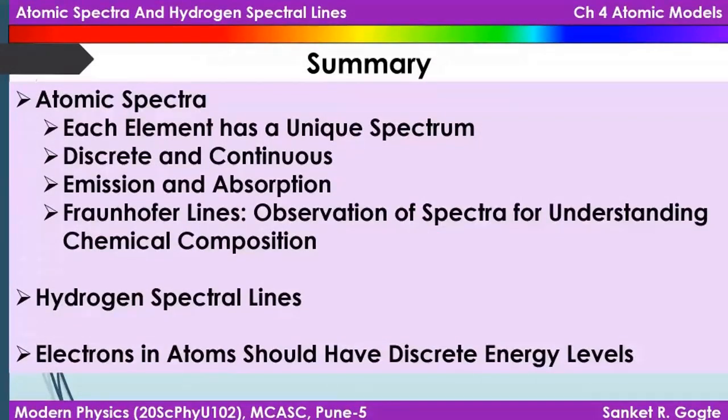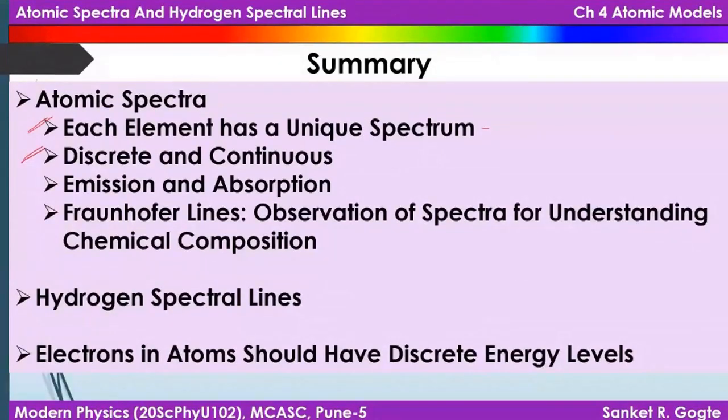Let's quickly summarize what we did so far, yesterday and today. We discussed atomic spectra first. These are the take-home messages that you see on the screen. Never forget that every element has a unique spectrum. When you observe the hydrogen atom, its spectrum is going to be unique. It is not going to be the same as that of oxygen. So every element has a unique spectrum, and from a given spectrum you can identify which element it is.